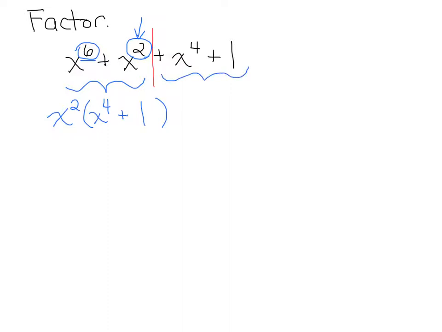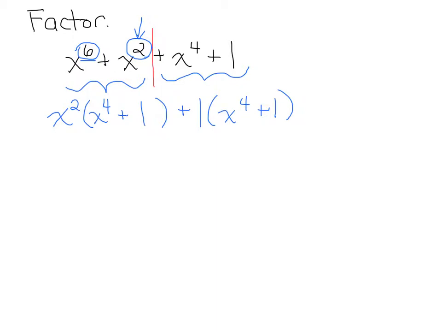Now let's look at our second group. Notice that these two have nothing in common, meaning they don't have a greatest common factor other than 1. So therefore, we're just going to pull out a positive 1 here. And basically, when you pull out the 1, it doesn't change anything. You're just showing that you're pulling out a 1.